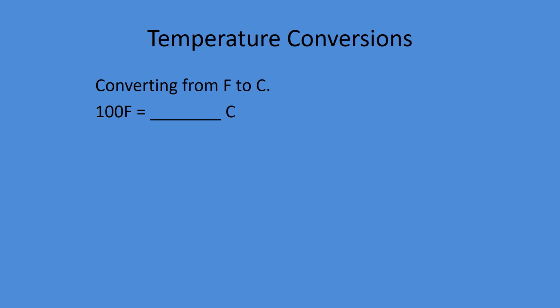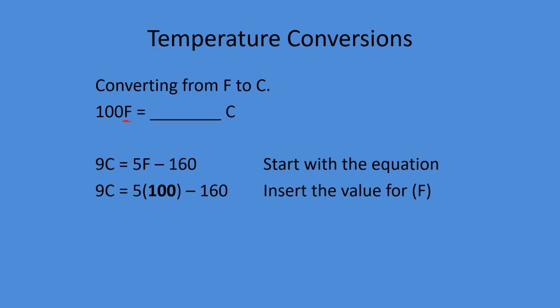Okay, so for the first few examples, we're going to convert from Fahrenheit to Celsius. So we have 100 degrees Fahrenheit. We want to convert that into Celsius. You'll always start with the same equation. And anytime you see an F in the equation, you're going to insert 100 in place of the F. So whatever temperature they give you, you replace the F with that number. So here we have 9C equals 5 times 100 minus 160. I rewrite everything. That way I don't miss anything and make a mistake.